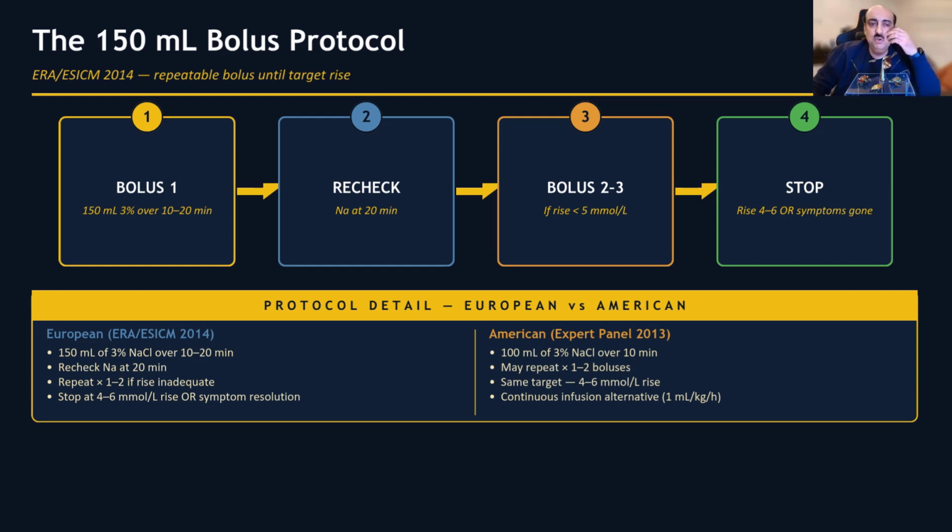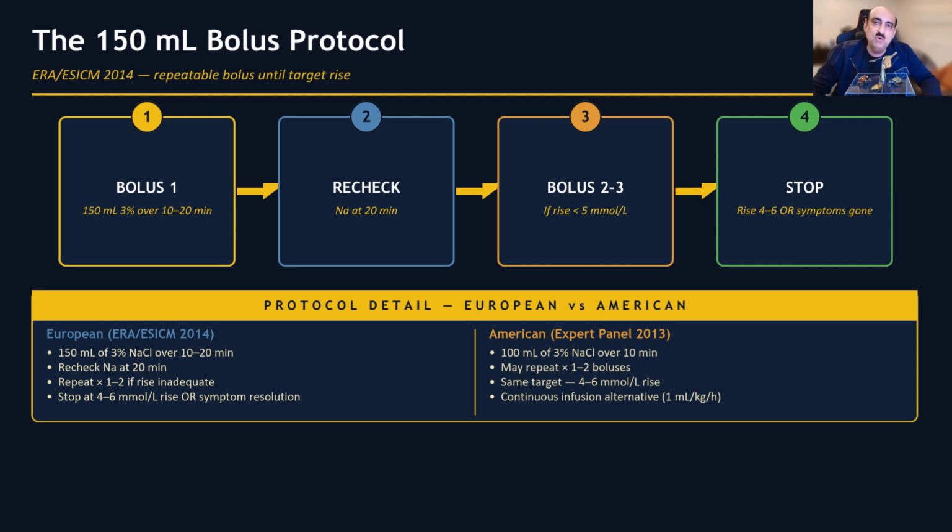Initially, I'll be using the European version, which we discussed before. First bolus: 150 ml of 3% sodium chloride infusion over 10 to 20 minutes. Recheck sodium at 20 minutes. If the rise is less than 5 millimoles per liter, then give a second bolus, again the same volume, same rate. If needed, maximum 3 boluses in total. Once you've achieved the target correction of 4 to 6 millimoles, then you stop if the symptoms have resolved or the target rise has been achieved, whichever comes first.